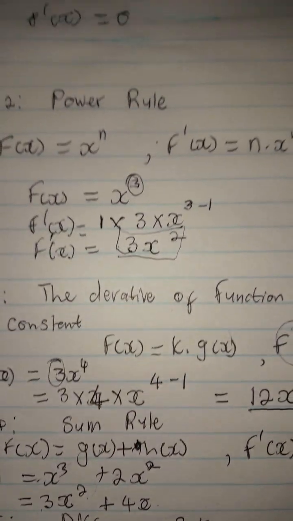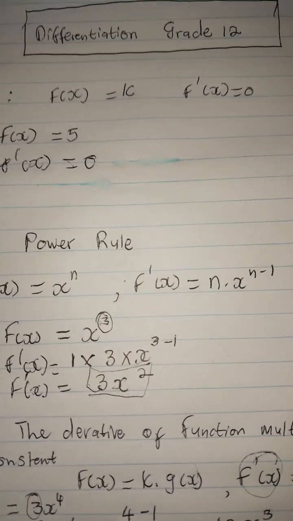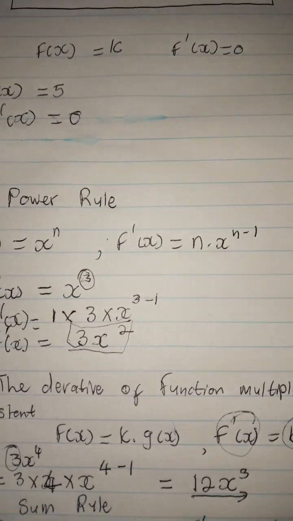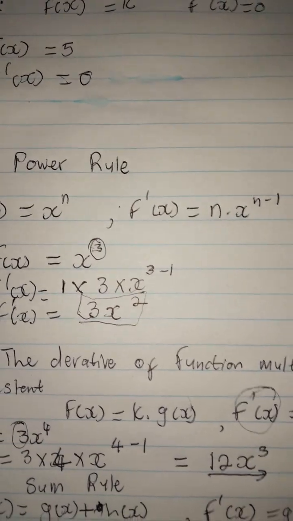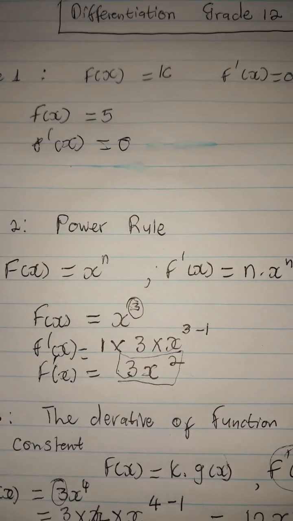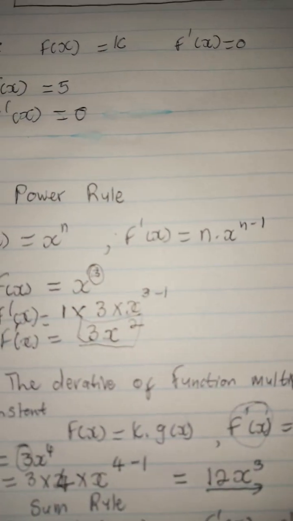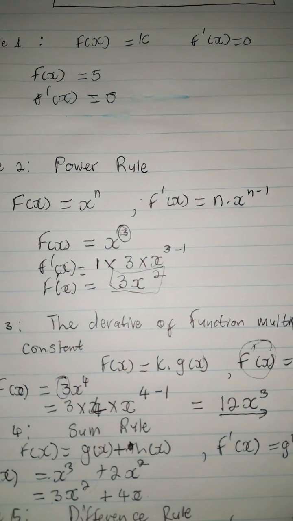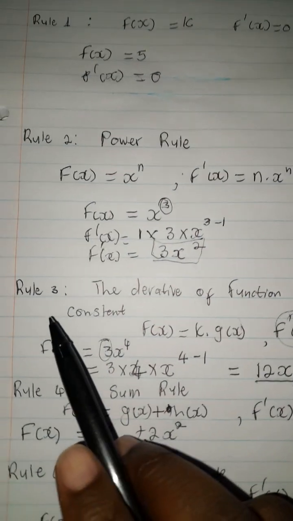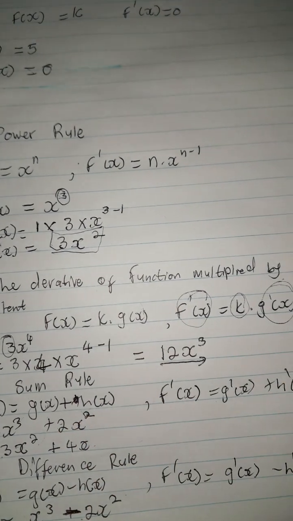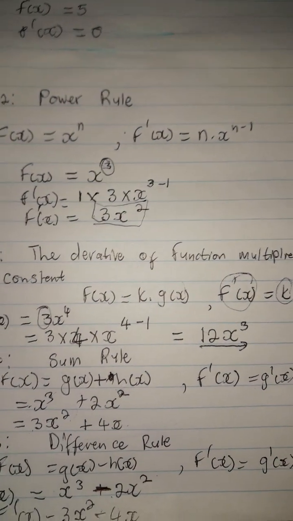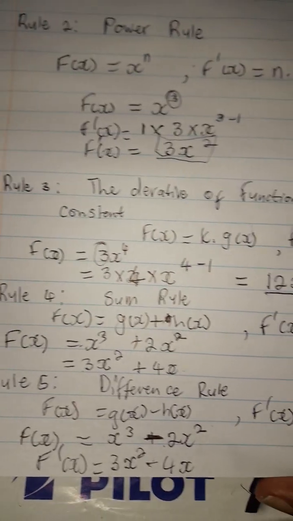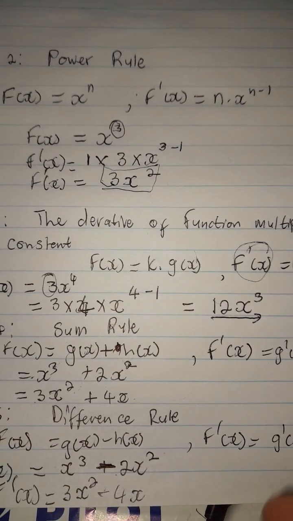So in summary, we have learned about 5 rules of differentiation. Our next video will be based on typical exam questions for differentiation calculus, grade 12. So it's very important to know the rules. Remember the first rule, the derivative of a constant is always going to be 0. Second rule, the power rule. Third rule, the derivative of a function multiplied by a constant. Fourth rule, the sum rule. Then the fifth rule, the difference rule.